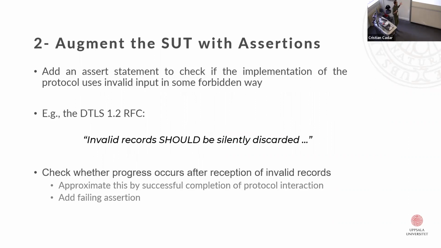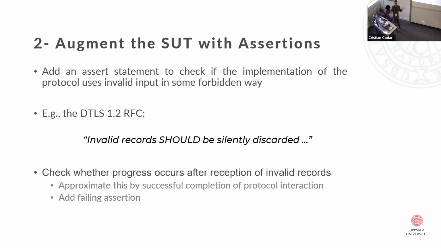So in this step, we add an assert statement that checks that the implementation of the protocol does not process invalid input in some forbidden ways. For example, in the case of DTLS, the invalid record should be silently discarded. And this silent discard means that we should not have protocol state progression in the presence of invalid inputs. So how can we check that?